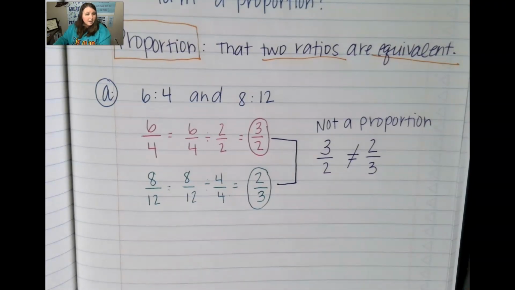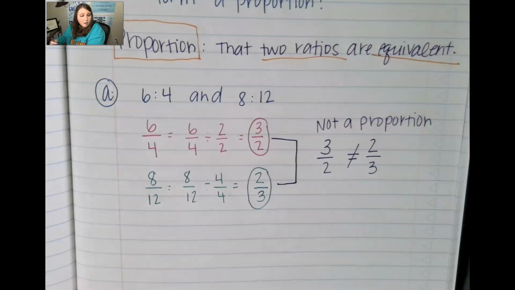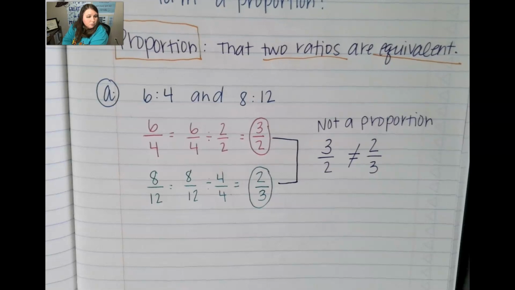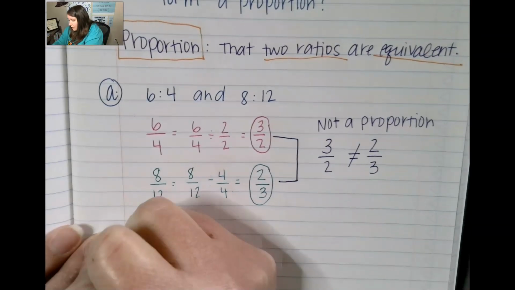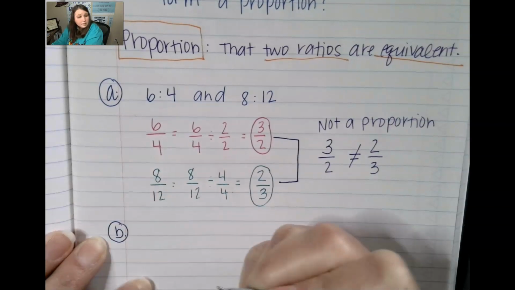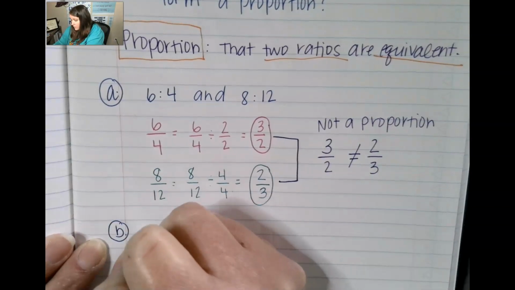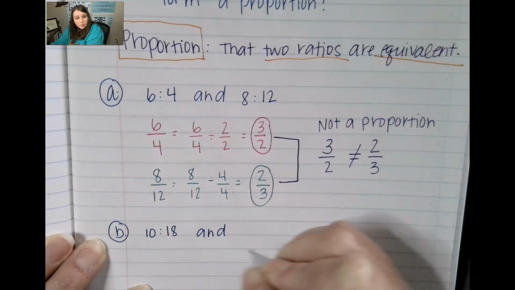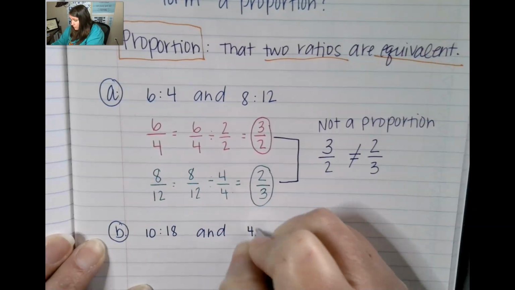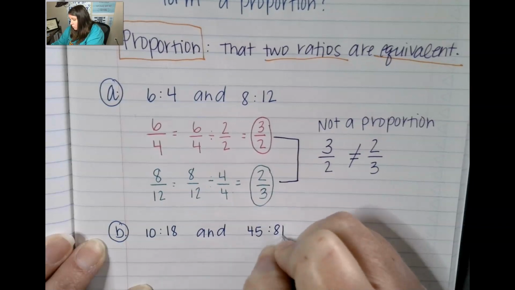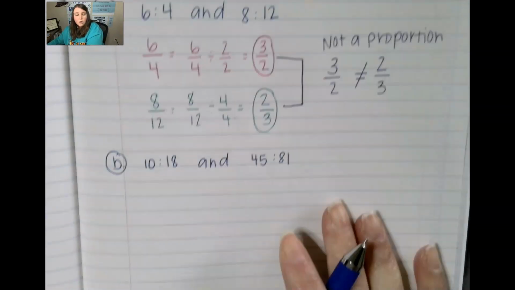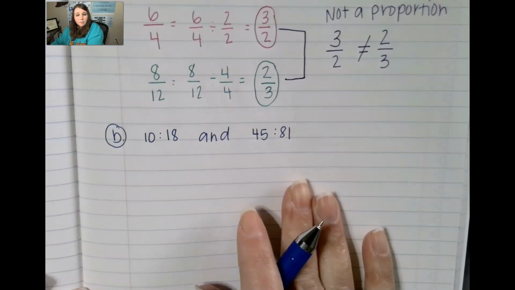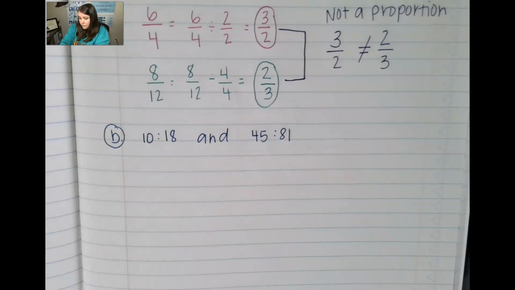Okay, let's try another one. Let's try example number 2. Example B says that we have 10:18 and 45:81. So we want to know, are these two ratios proportionate? Do they form an equivalent value? Do they have equivalent values?